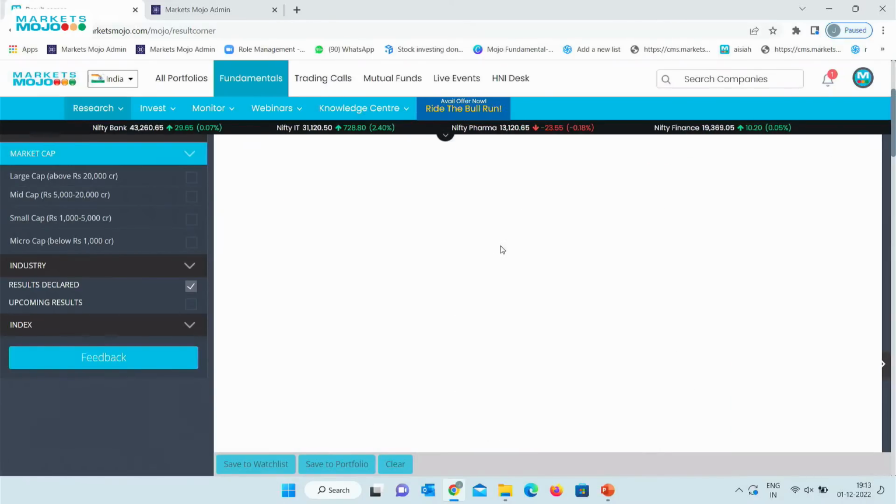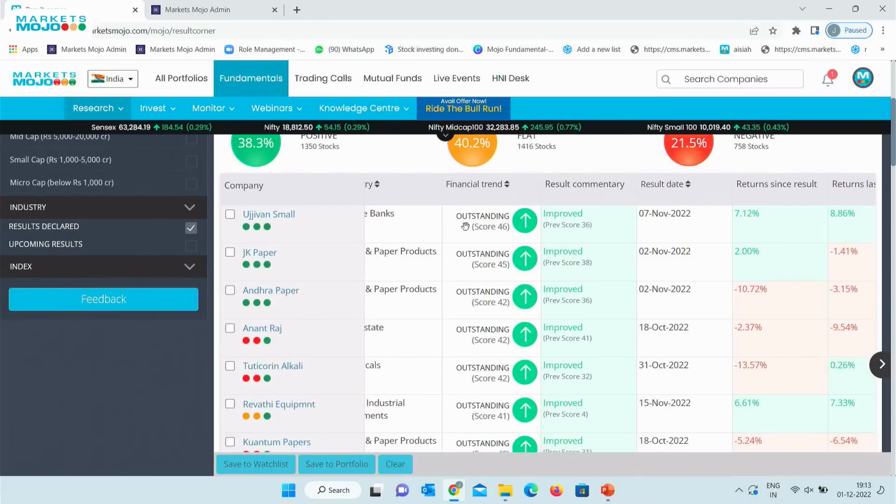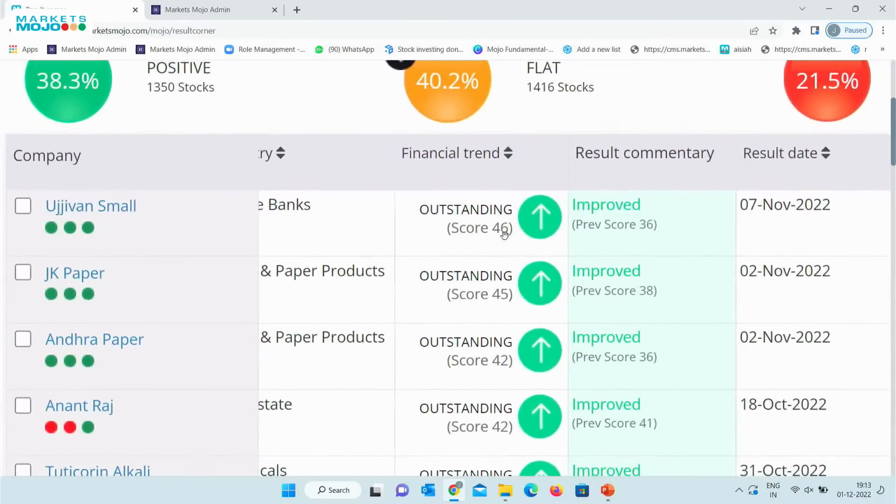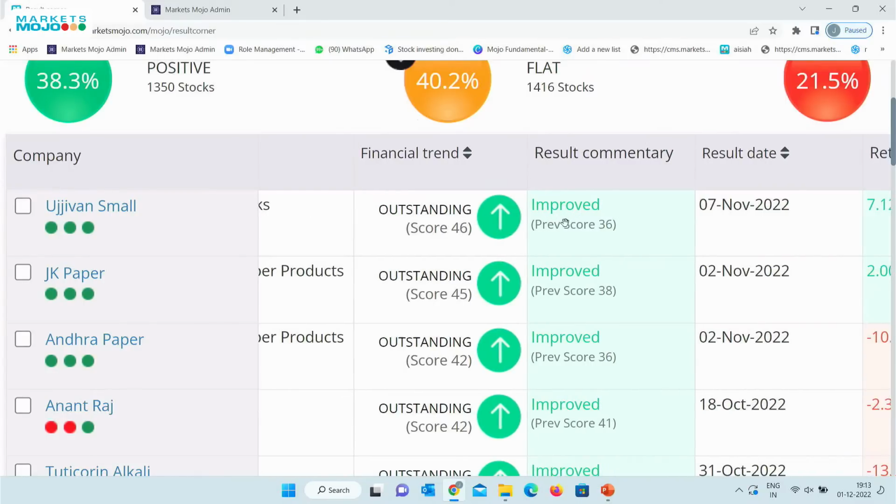I'll just sort this. Okay. This is the current financial trend. This 46, I'll just zoom in. This 46 you see over here is the CFT score for the current financial trend. Outstanding results. And this thing over here is what I want to show you all. Improved versus fallen. This previous score is the CFT score of the last quarter. This 46 is for the current quarter. As you see, 46 greater than 36. It has improved from the previous quarter. This is something we're going to focus on today, and you'll have to actually understand this particular thing.